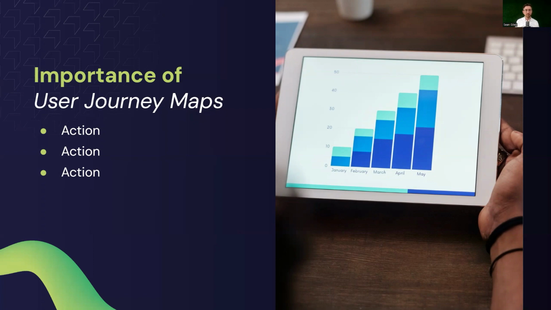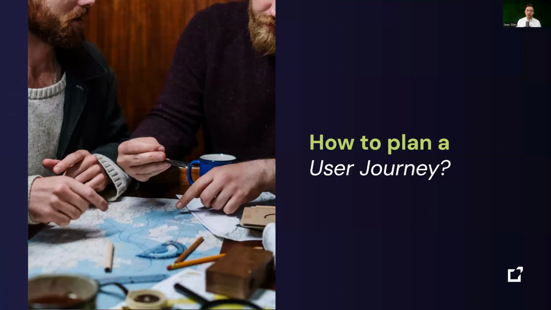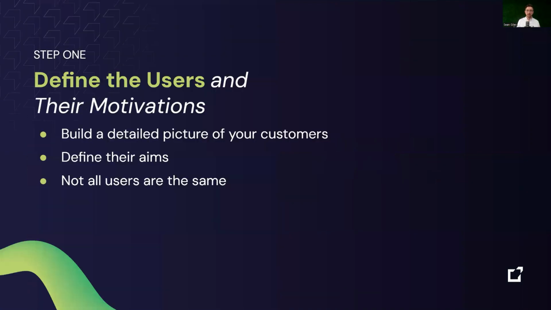So then how do we plan a user journey? There are 4 steps to this, and I'll go through them, and then we've got a made up example of putting this into practice, so you can see what it actually looks like as well. First up, we're defining the users and their motivations. We want to build a detailed picture of your customers.